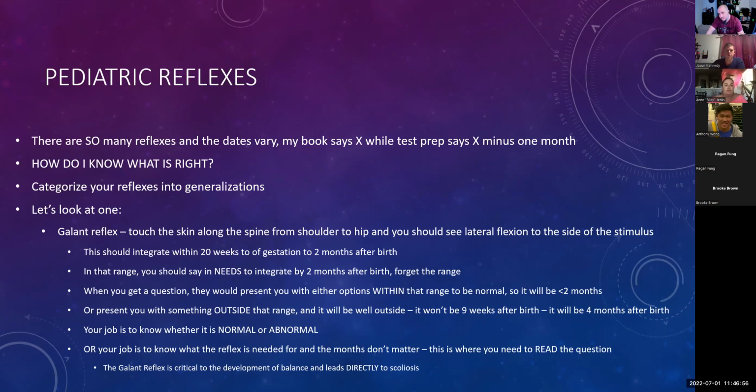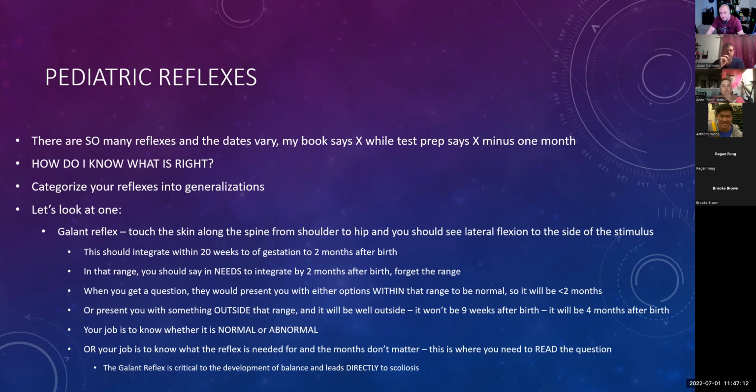Pediatric reflexes. This one was one that I got like 5 emails on, because they're like, oh my God, I went back and looked at pediatric reflexes and there's so many, what the hell? Yeah, Jason's like nodding his head, right?